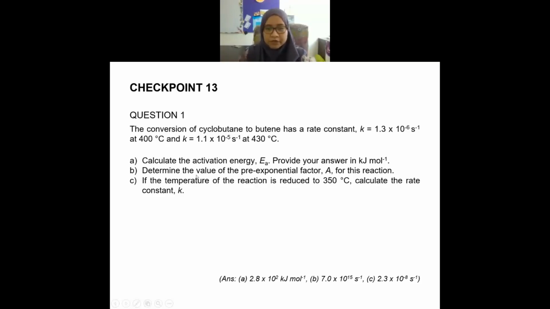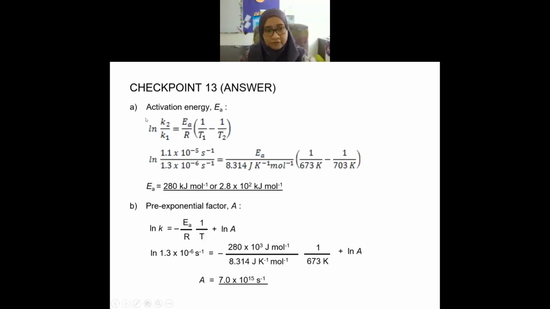And then B, determine the value of the pre-exponential factor for this reaction. Last but not least, if the temperature of the reaction is reduced to 350 degrees Celsius, calculate the rate constant K. This time around, another new temperature is given to you. That means you can pair with any of these two. You want 350 pair dengan 400, boleh. You want 350 pair dengan 430, boleh, not a problem. So you should get the same answer. So let's calculate for A, insert into the formula, and this should be your final value.